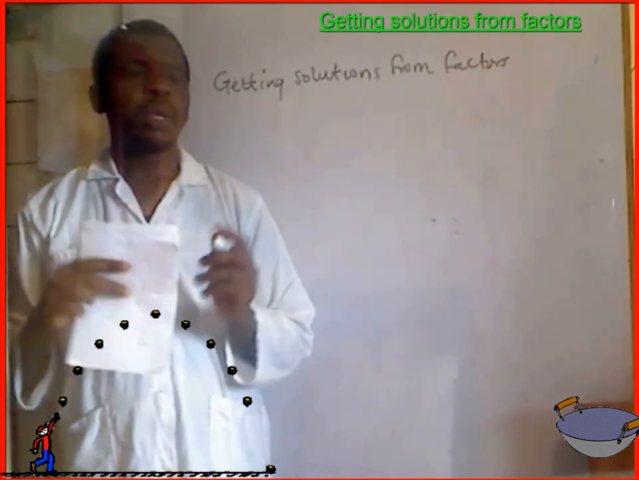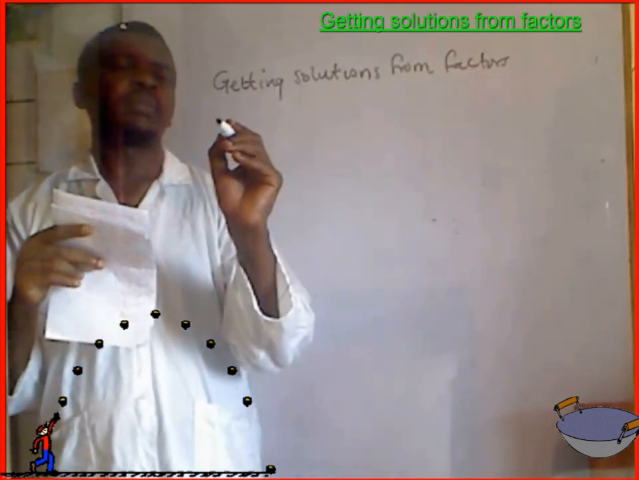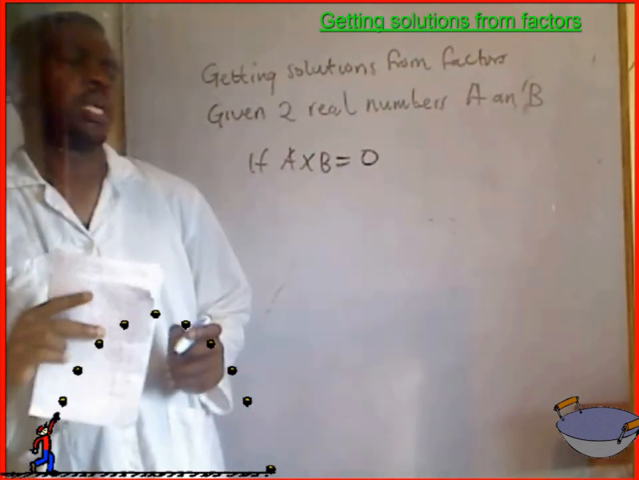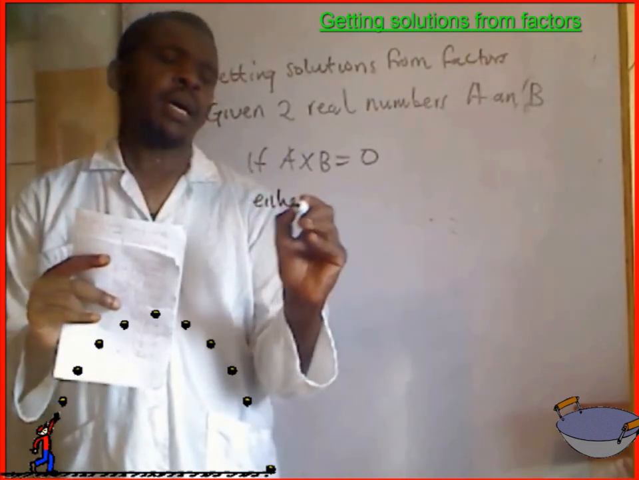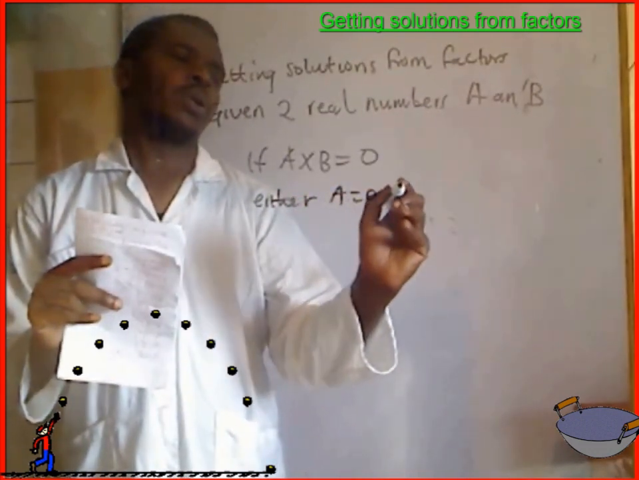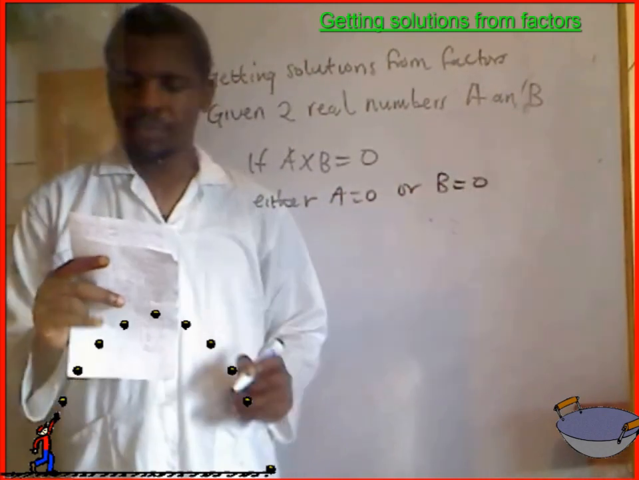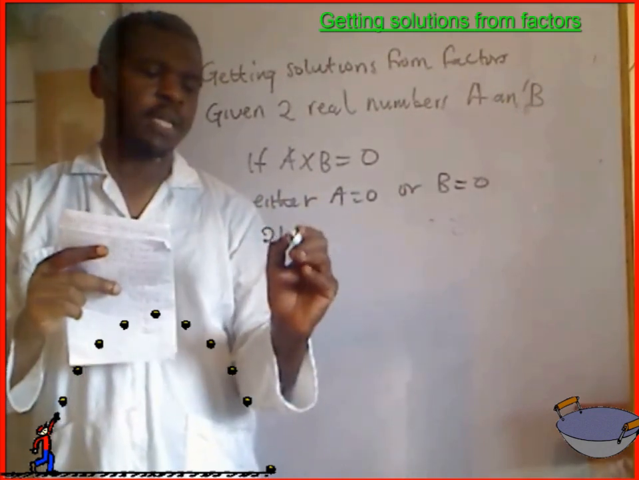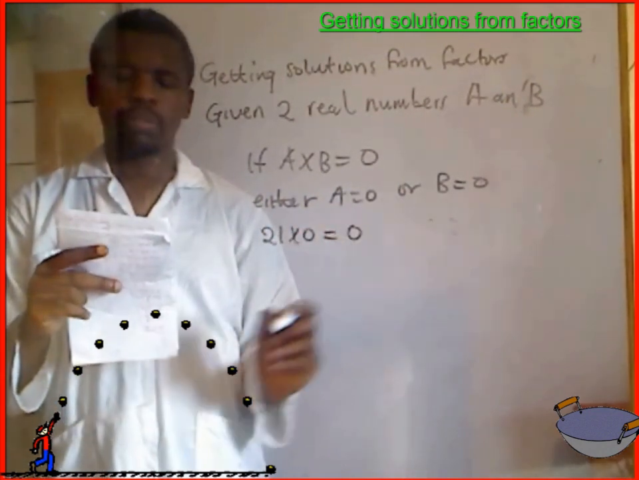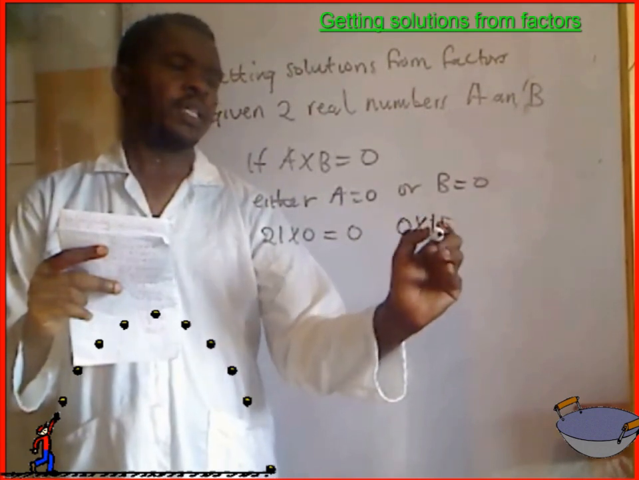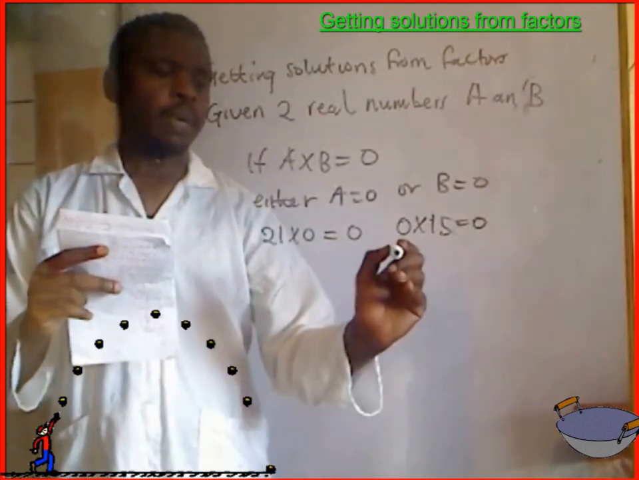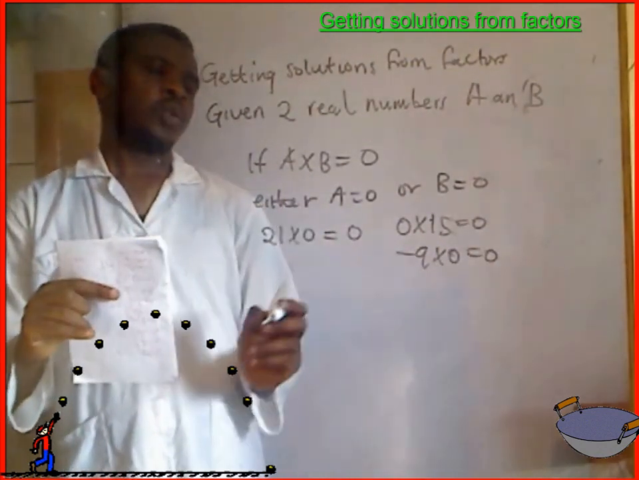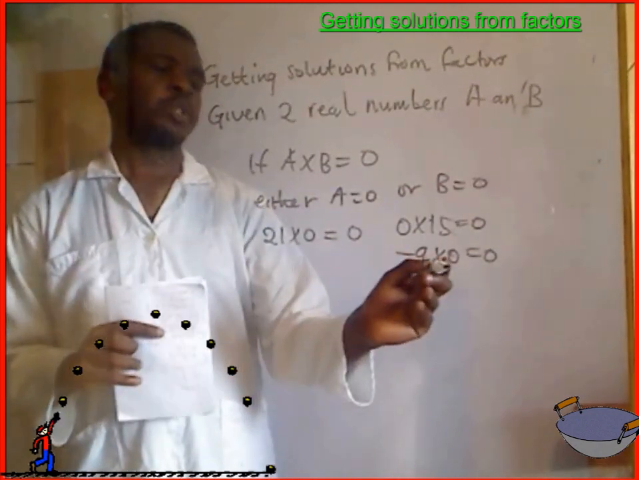Solutions from factors. Given two real numbers a and b, if a times b is equal to 0, it means that either a is equal to 0 or b is equal to 0. Let's use practical examples. 21 times 0 gives me 0. 0 times 15 gives me 0. Minus 9 times 0 gives me 0. So this tells us that we get 0 for every number that is multiplied by 0.